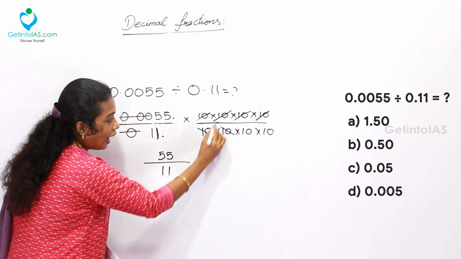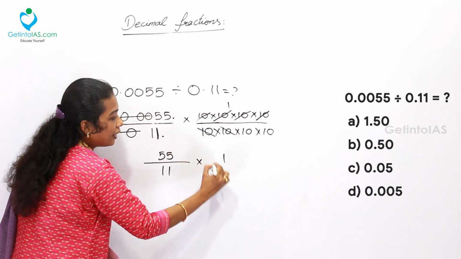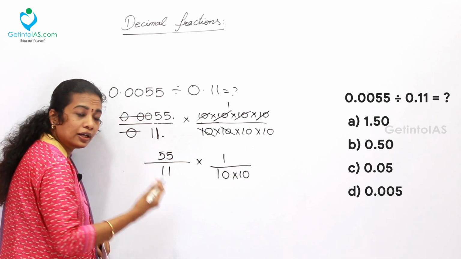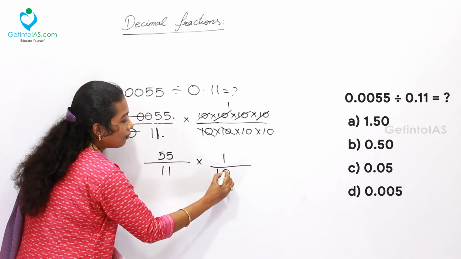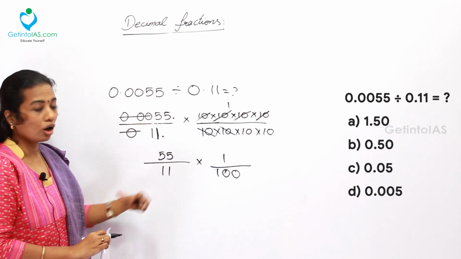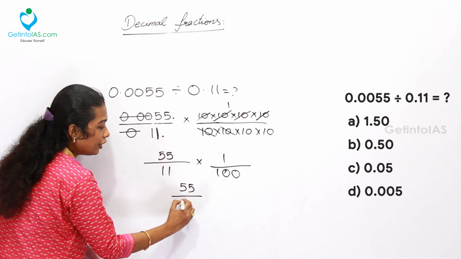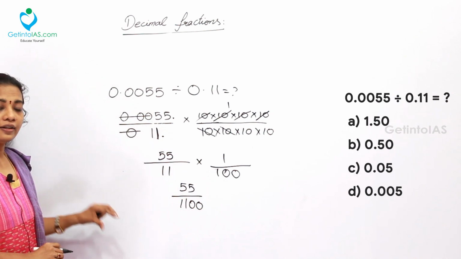Then here we are having one time, here 10 into 10. So you can take 1 here, 10 into 10. What is 10 into 10? 10 into 10 is 100 simply. So you can make it 100. Now you can solve it further. 55 into 1 is 55. 11 into 100 is 1100. Now you can cancel and get the answer.